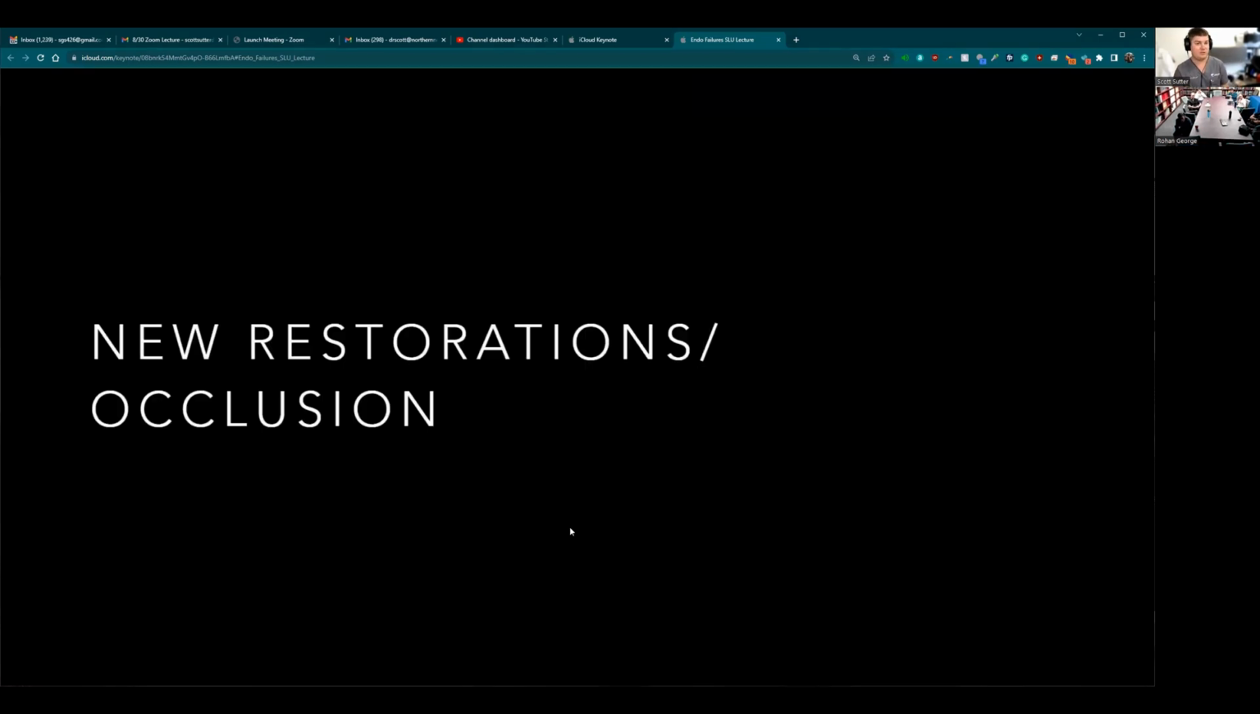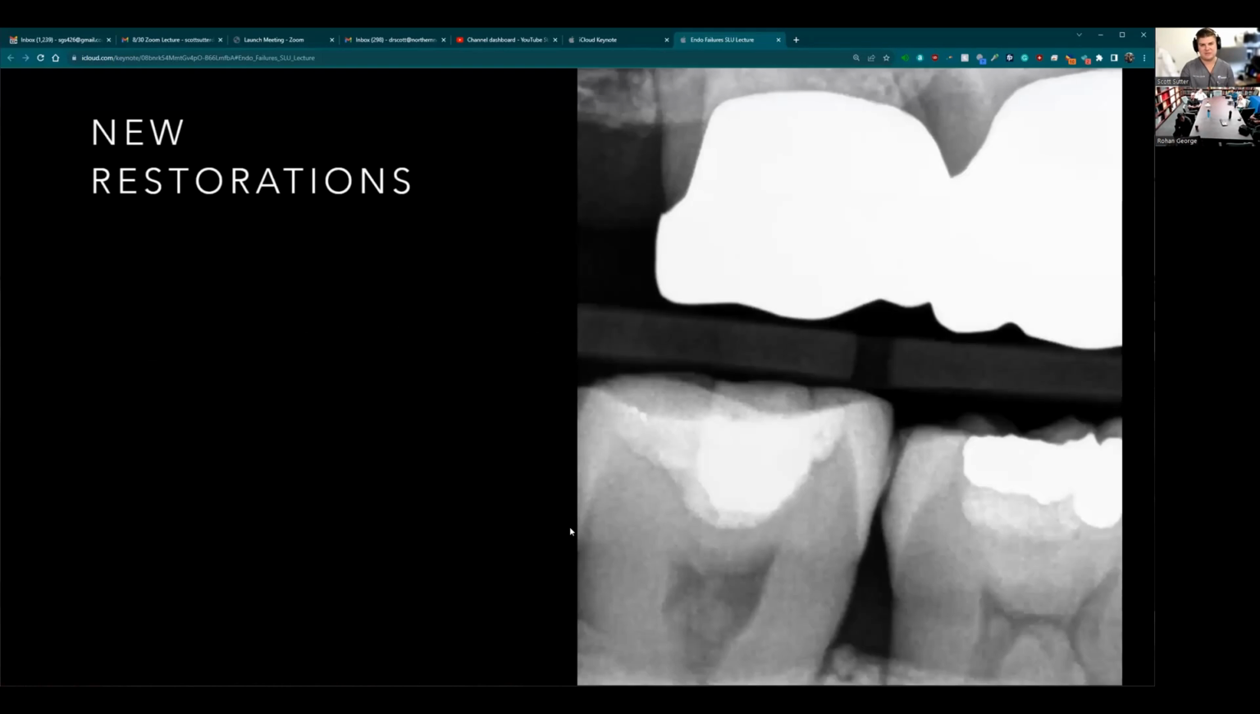New restorations and occlusion. This is probably the most, literally the other patient I saw this morning was a case where I had done a root canal. She got a new crown and it was just being beat up by the opposing tooth and the tooth hurt. So this we see all the time.